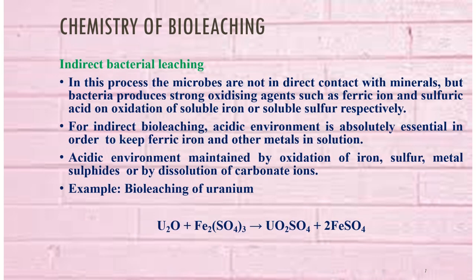Indirect bacterial leaching. In this process, the microbes are not in direct contact with minerals, but bacteria produce strong oxidizing agents such as ferric iron and sulfuric acid on oxidation of soluble iron or soluble sulfur respectively. For indirect bioleaching, an acidic environment is absolutely essential in order to keep ferric iron and other metals in solution. The acidic environment is maintained by oxidation of iron, sulfur, metal sulfides or by dissolution of carbonate ions.